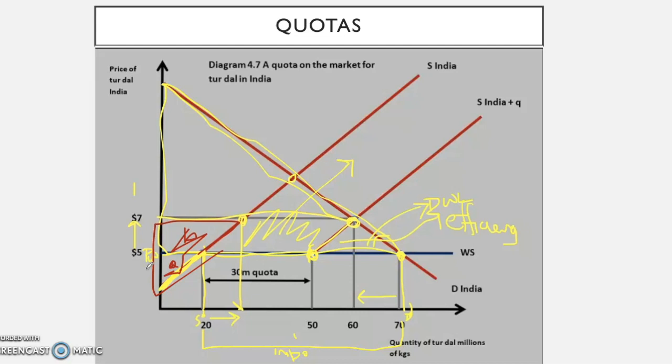So this is really just an overview of the quotas diagram. I hope that this will help in terms of your understanding.